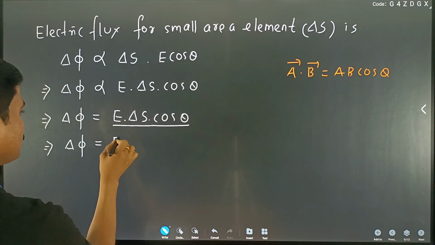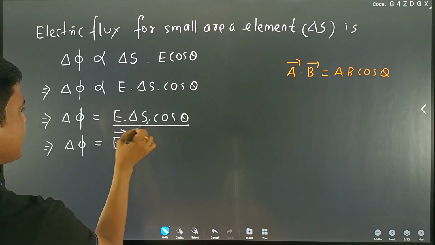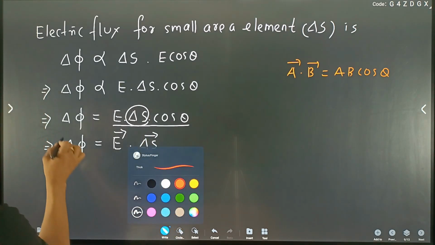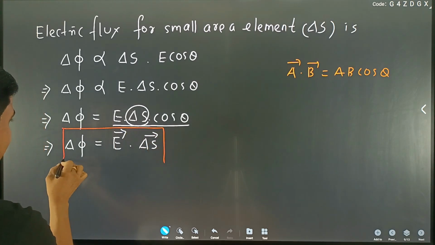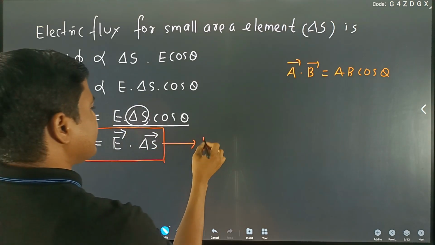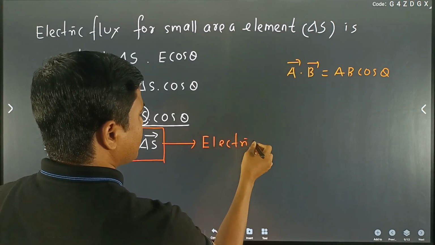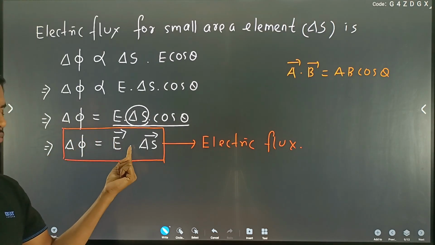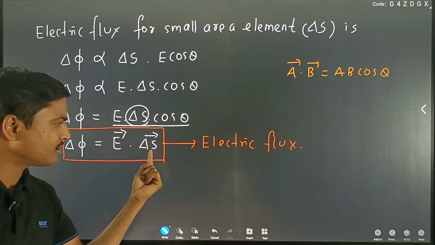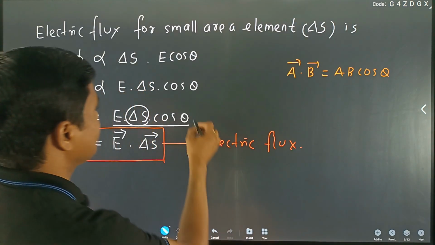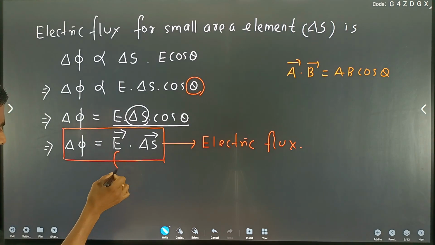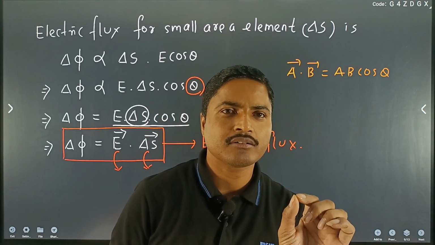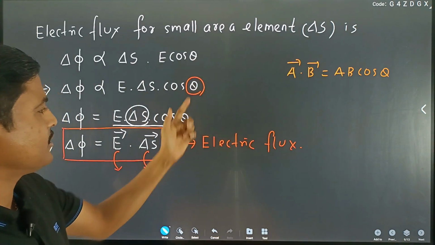Dot product of two vectors means one vector is the E vector and the other is the del S vector, and this is the mathematical expression of electric flux. That means electric flux is equal to the dot product between the electric field vector and the area vector. And here, what is theta? Theta is the angle between the E vector and the area vector.